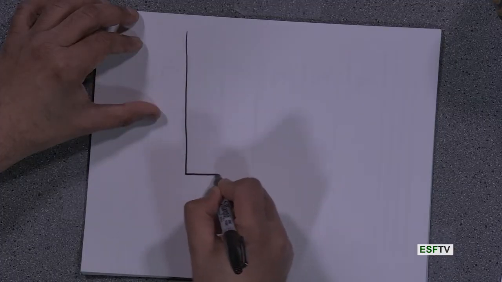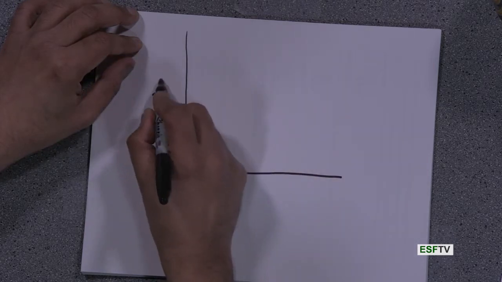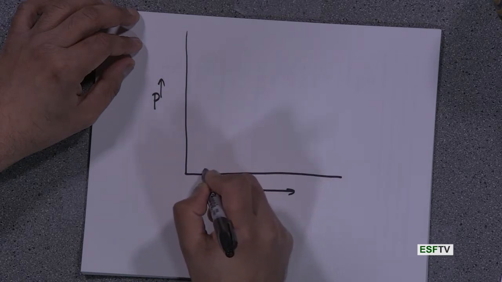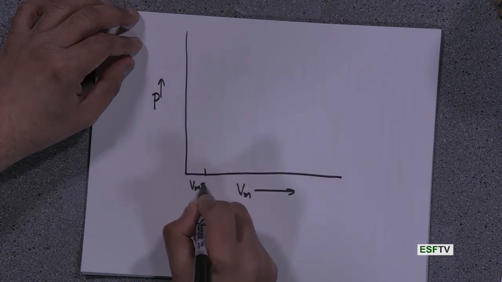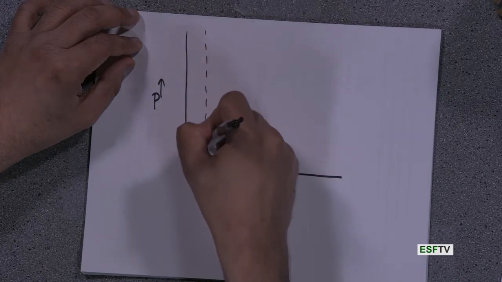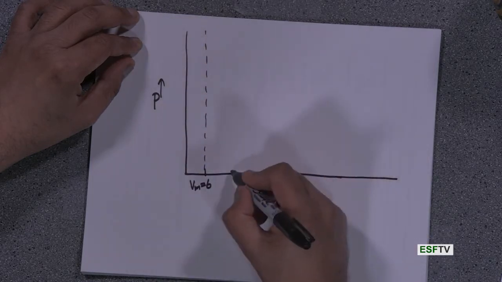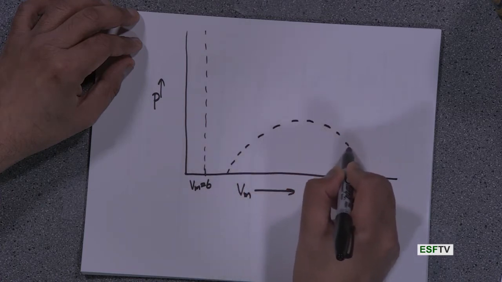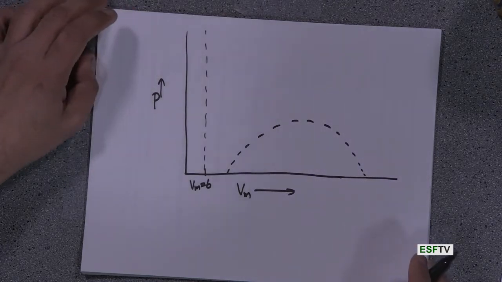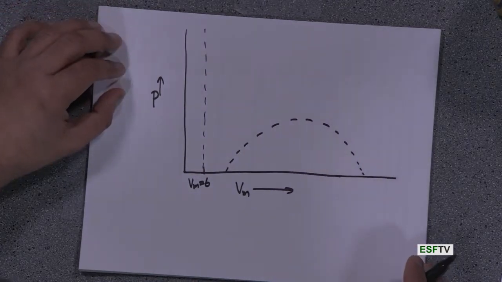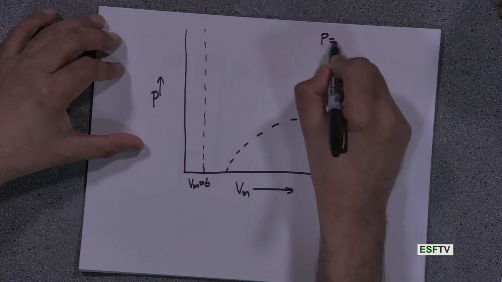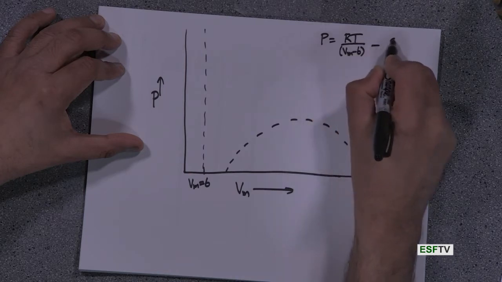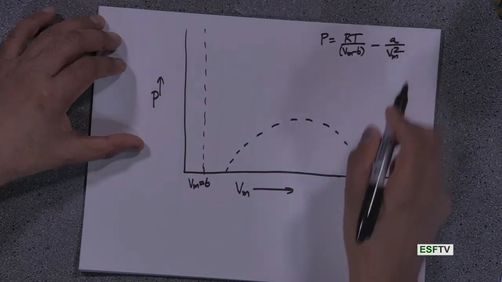So let's go back to this drawing. Pressure versus molar volume. This is V molar equals little b. I'll try to sketch out the liquid vapor coexistence curve like so. And I'll draw just three isotherms for the van der Waals equation of state, which, let's recall, was RT divided by V molar minus b, minus a divided by the square of V molar.